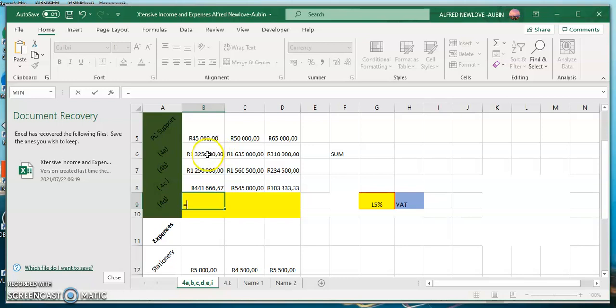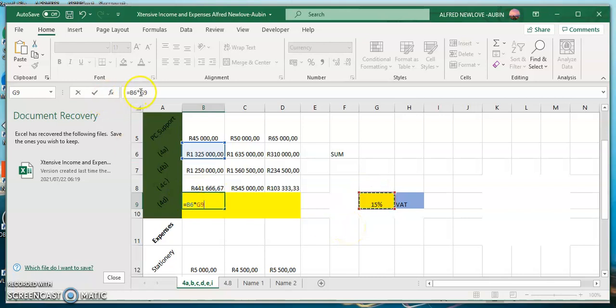So how do we do that? It's going to be B6 times G9. But because I want to drag it to copy it to the next cell, and I want the formula to stay at this side, I want the formula to stay here without moving.